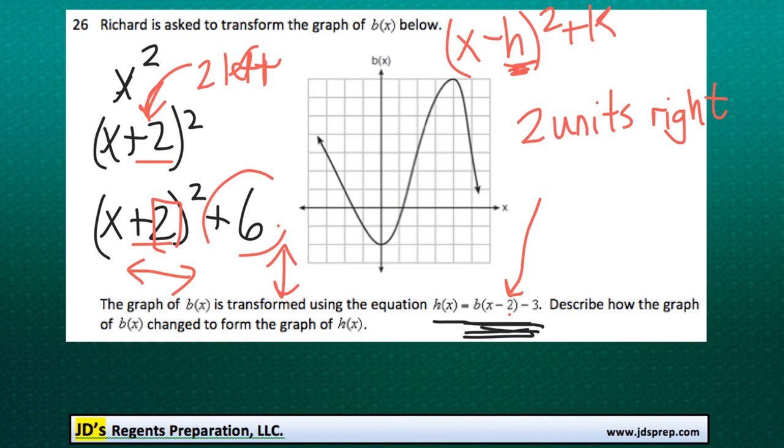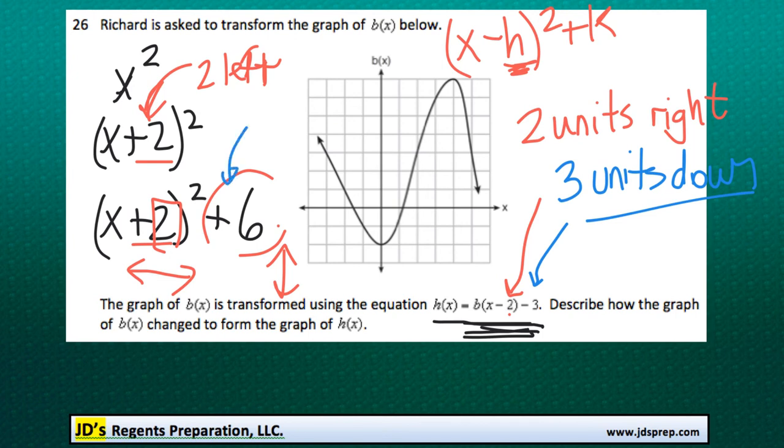Now for the minus 3, that tells us if it's being translated up or down, and because it's being subtracted, it will be 3 units down. And as another example, this one I came up with over here, because it's plus 6, that one would go 6 up. So be careful not to get mixed up the positive and negatives.